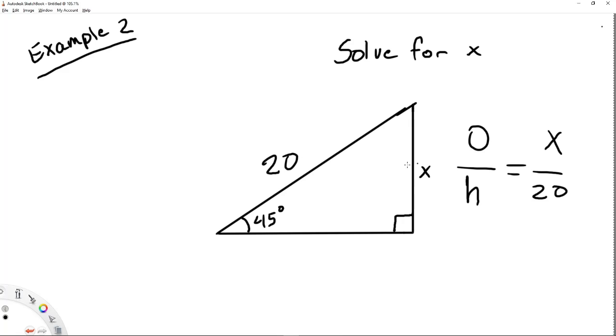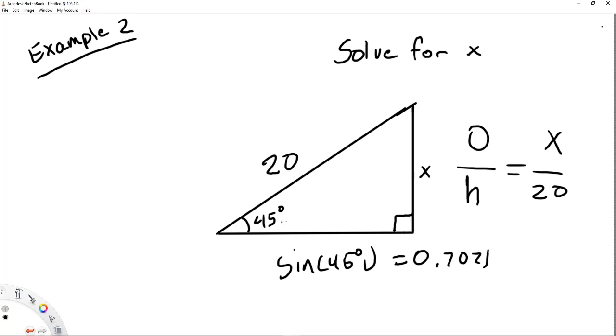But how do we exactly solve for x? Since we're doing sine, we have to use a calculator for this. And so if you have a calculator, you could just type in the sine of 45 degrees. And you would get about 0.7071.